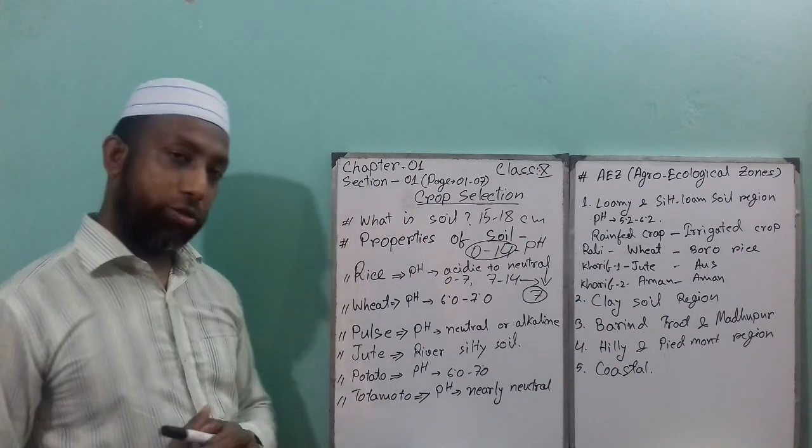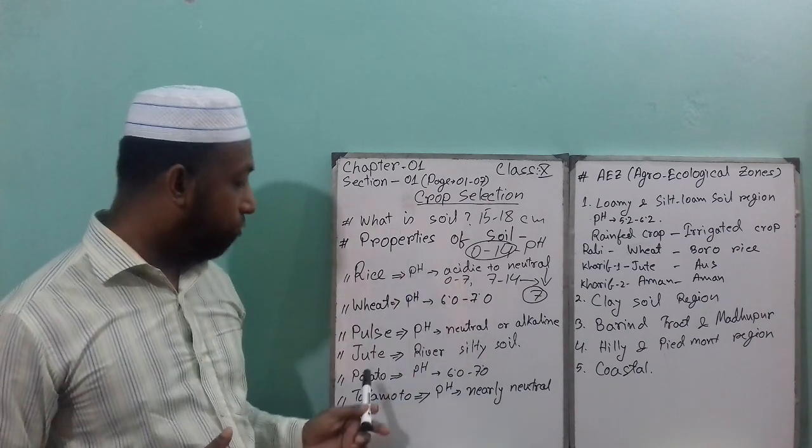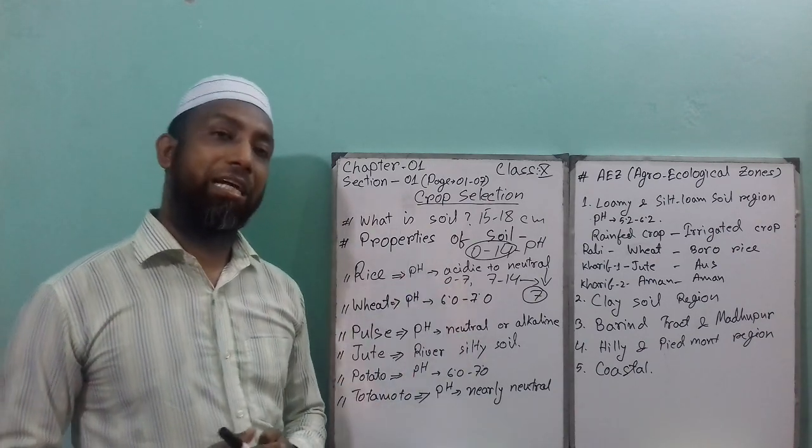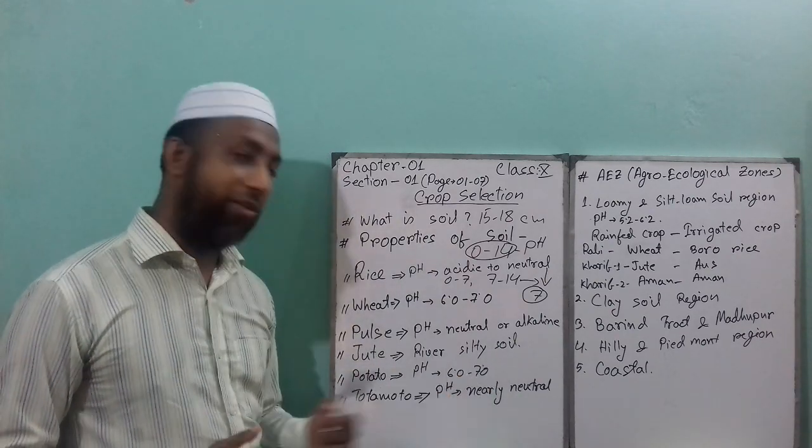Next is jute. What would be the characteristics or properties of jute soil? Jute can be cultivated in silty soil and near the river region.